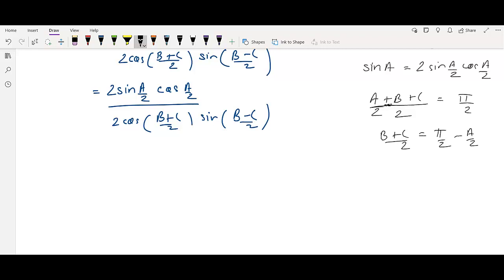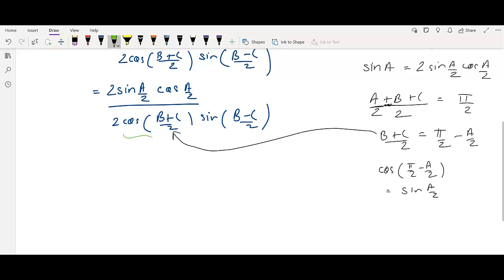Okay, now I can substitute this b plus c by 2 here, which gives me cos of pi by 2 minus a by 2, which is going to equal, what is cos of pi by 2 minus x? That is sine x, right? So that gives me sine of a by 2. So this term, cos of b plus c by 2, is sine a by 2. So this sine a by 2 will cancel out with this sine a by 2. Okay, let me write that down.